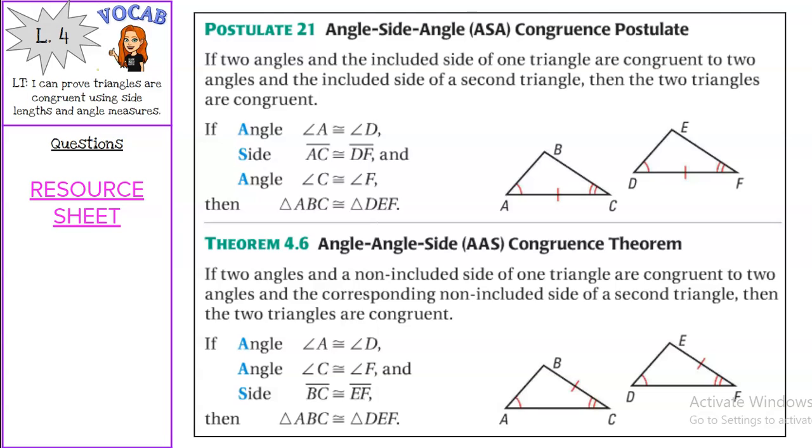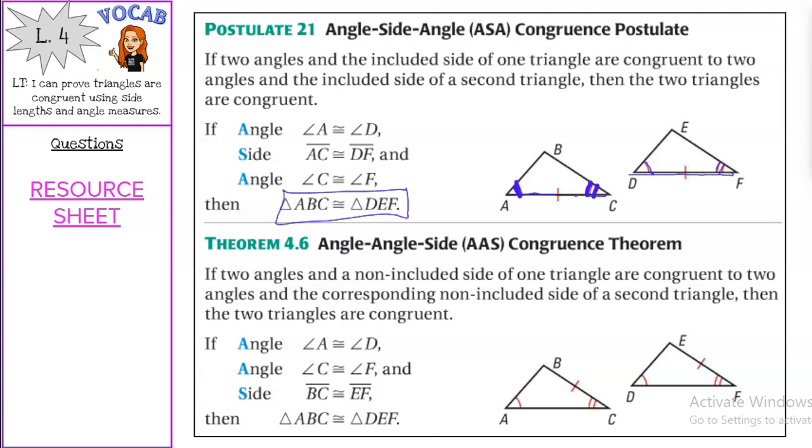So the first one is angle, side, angle. Similar to side, angle, side, where you have an included piece, but this time the included piece is your side. So we have: if two angles and the included side of one triangle are congruent to two angles and the included side of a second triangle, then the two triangles are congruent.